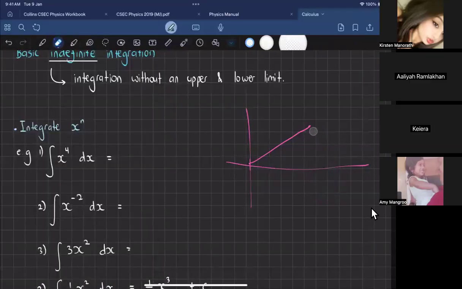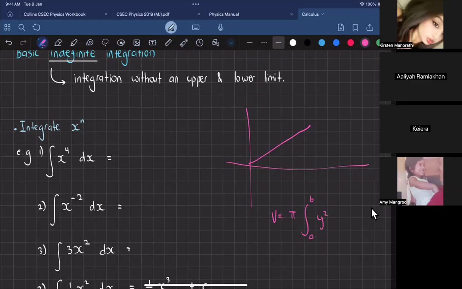To actually find the volume, we need to do this. V is equal to pi, the integral, upper limit, lower limit, whatever your expression for y is, you have to square it, and dx. That's it. So let me explain that again. This is what you're gonna use to find the volume. You have pi on the outside. So here, Amy, you could work the expression like normal.